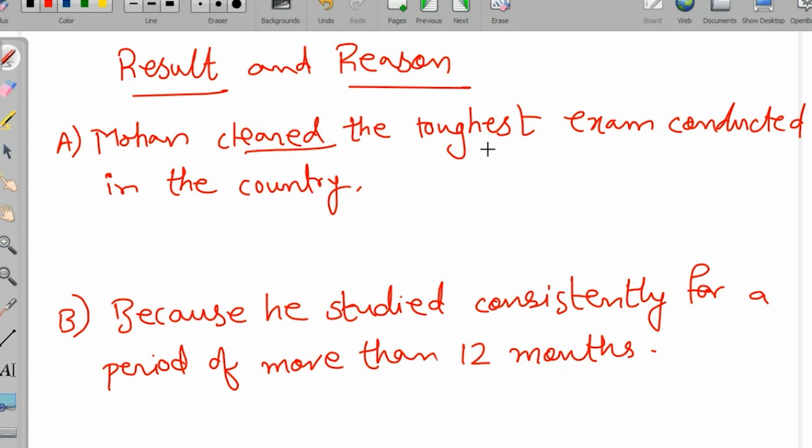clearing the toughest exam. Now, let's take any exam. You can take any exam. You can take your own exam also. So, Mohan cleared the toughest exam. Now, what is this? This shows that he has cleared that exam. That means it is showing us the result.